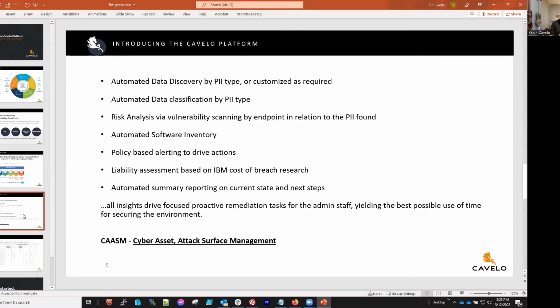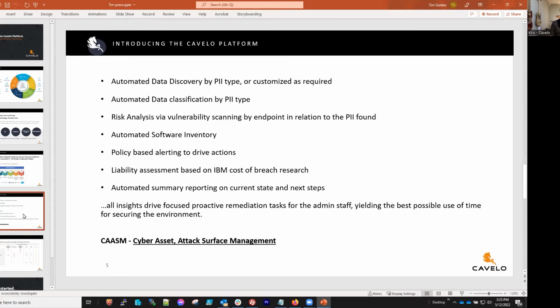Awesome. So just to summarize, automated data discovery by PII type, automated data classification by PII type, risk analysis via vulnerability scanning by endpoint, automated software inventorying so that we can identify missing software on a whitelist that has been created, so that, as a for instance, if there is deployed endpoints which for some reason haven't had their AV software installed, that's a problem. You want to identify that. Or if there are endpoints that have rogue software installed, that's a problem. You want to identify that. So that's all baked into our platform.